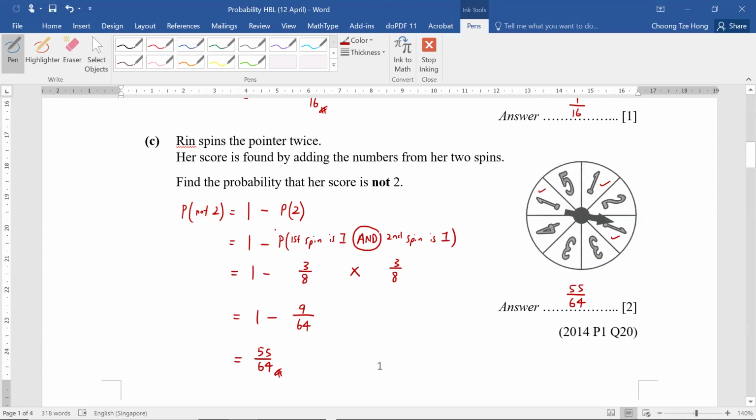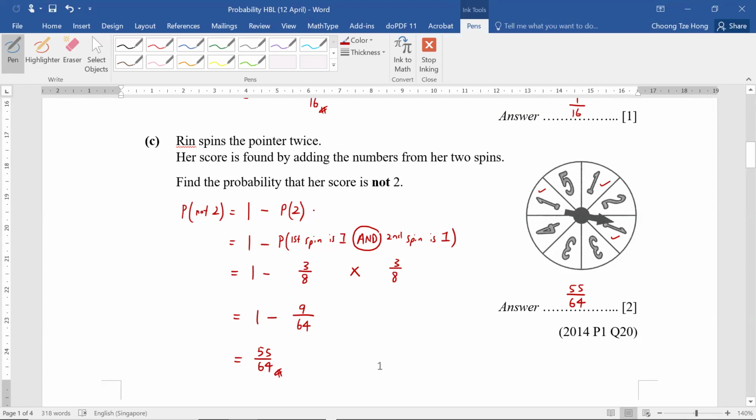Okay, so I will just recap on this part. Why did we use a complementary case? Because we want to calculate the probability of not 2, and to list out all the possible outcomes for not 2 is a lot. Not 2 could be 1, 2, 1, 3, 1, 4, 1, 5, okay, 2, 3, 2, 4, 2, 5, okay, 3, 3, 3, 4, 3, 5, and so on. So there's a lot of possible outcomes. But for the probability of getting a 2, there's only one outcome, which is first spin is 1, second spin is 1. So since I want not 2, I will just take 1 whole minus the probability of getting a 2 for the total score, and that will give me all the possible outcomes.